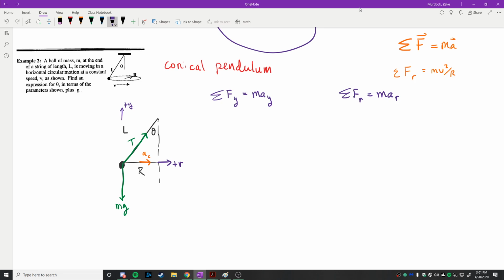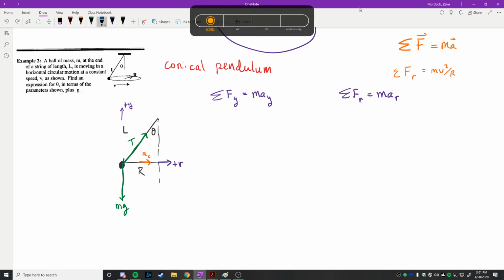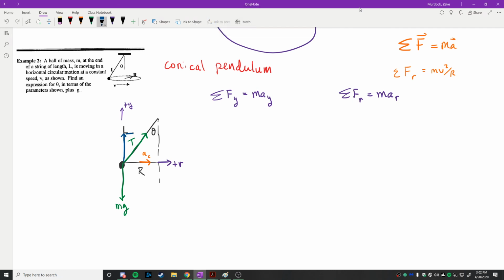In order to do this, once we've picked our axes, we do need to break up the tension force into components. So one component is going to go up like this, and the other component is going to go over like this. And maybe we can get rid of that L right there. You guys know how to break this up, right? This angle is going to be theta. This is going to be T times the sine of theta. This is going to be T cos theta.